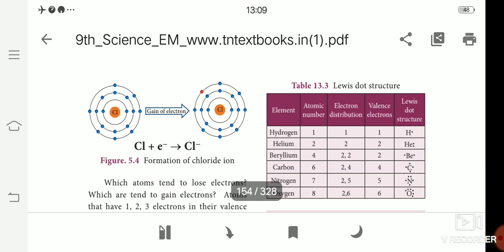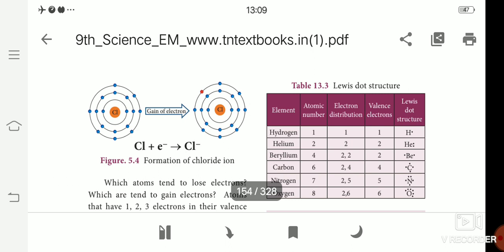Then beryllium has atomic number 4 and valence electron 2. The electronic configuration is 2, 2, so the first shell is filled with 2 and the second shell is incomplete with 2. So the valence electron is 2. Beryllium with 2 dots means 2 valence electrons.